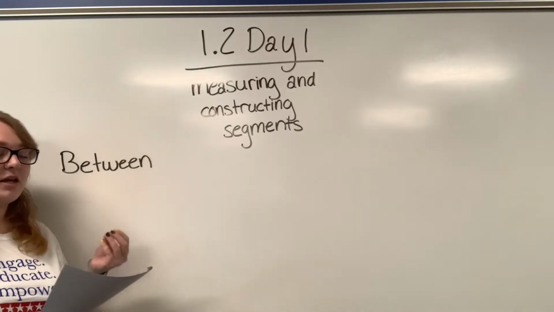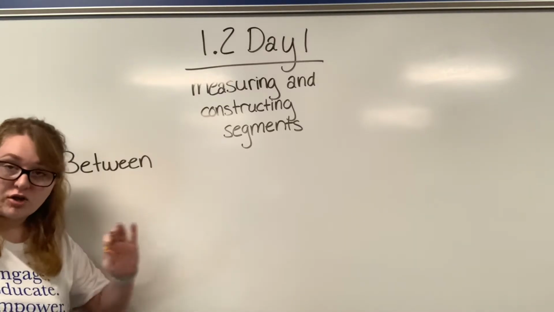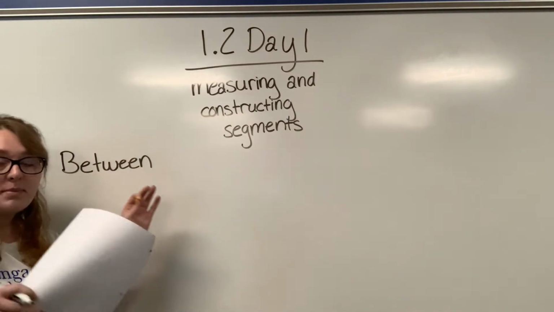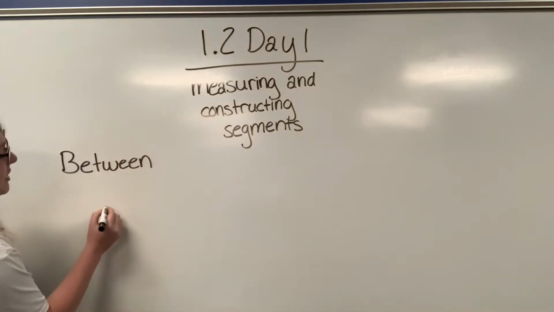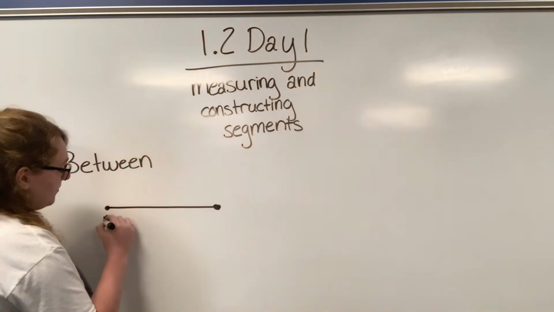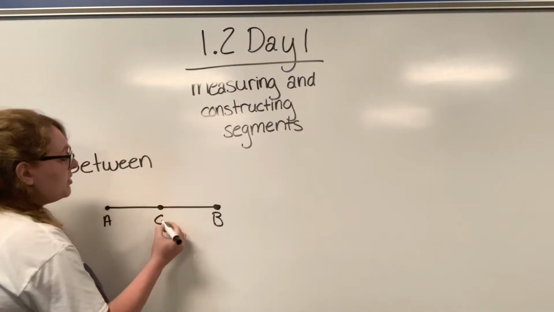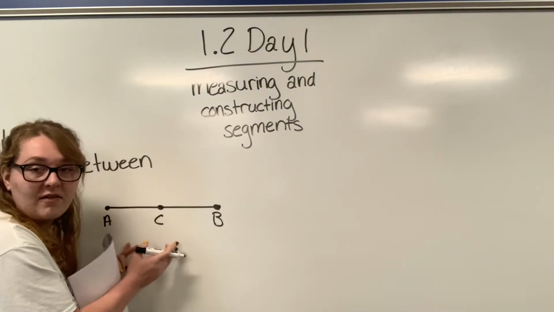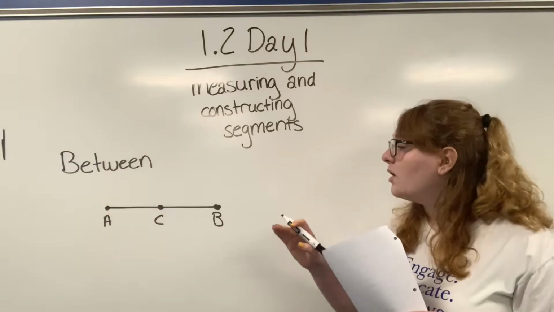Next, we're going to talk about being in between something. Being in between is when 3 points are collinear. Remember, we talked about that those mean on the same line, that there is a point between the other two. So that would look like if you had a segment between A and B, there is a point C in between them. So being in between them means being in the middle of those 2 points. So C is in between A and B.